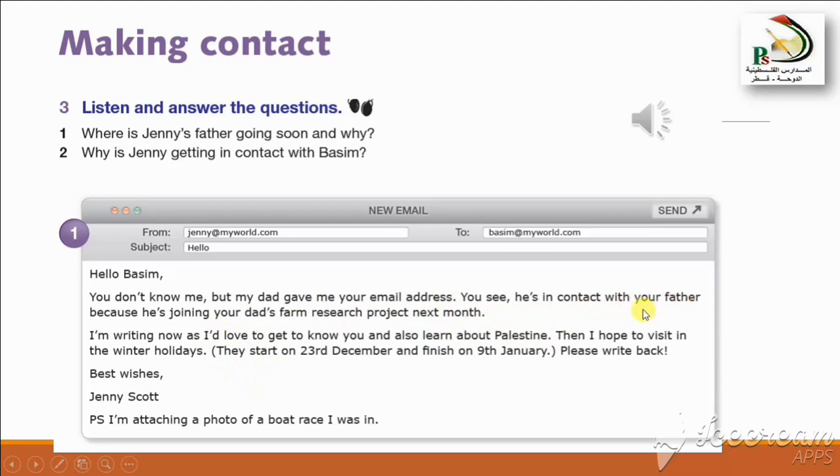And why? Because her father and Basim's father are going to work together. They're going to work on a farm research project. So she wants to know about Palestine as well as about Basim. And she hopes to visit in the winter holidays. And those winter holidays start on the 23rd December and finish on the 9th January. She is expecting him to reply soon.